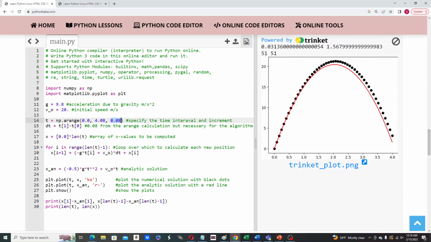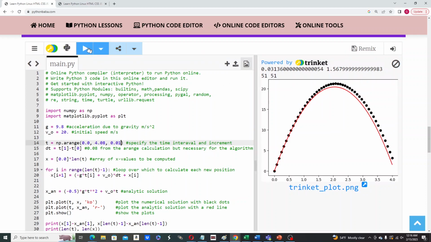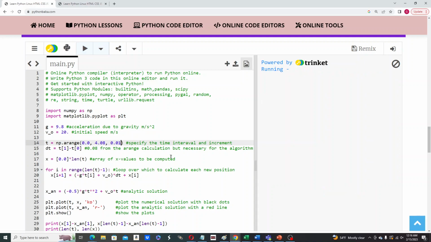So the main limitation with the Euler method is you have to choose not coefficients, but time increments that are sufficiently small to obtain whatever accuracy you desire. So what will happen if I change this to 0.01, right? What will happen if we change this to 0.01?